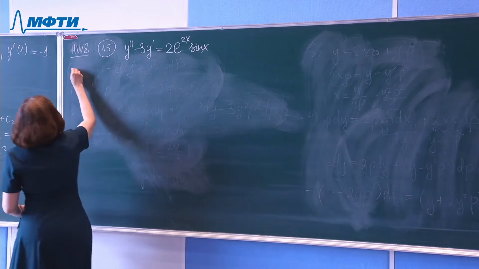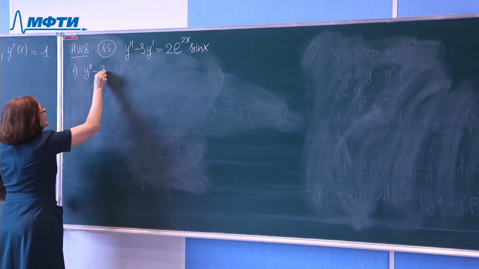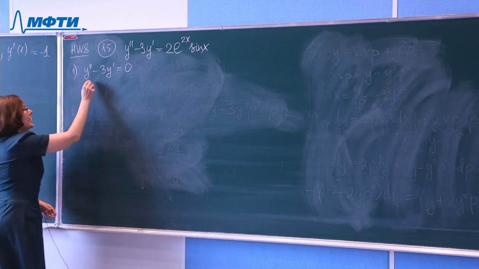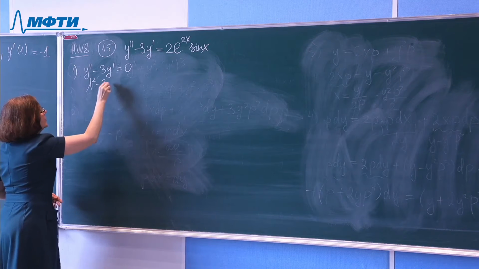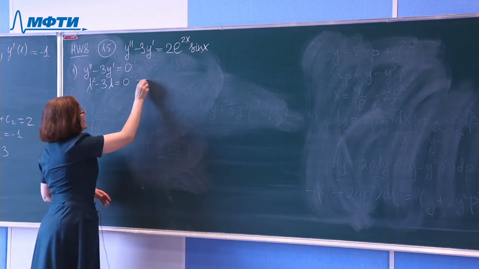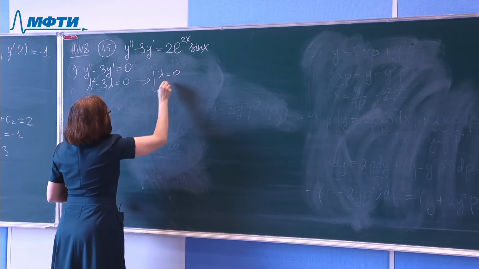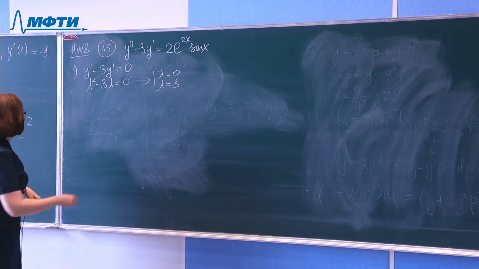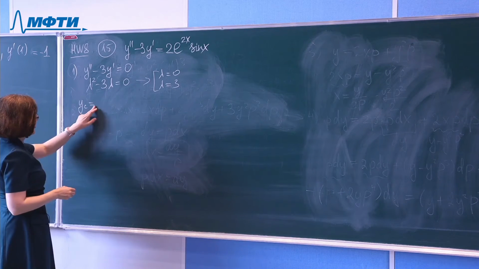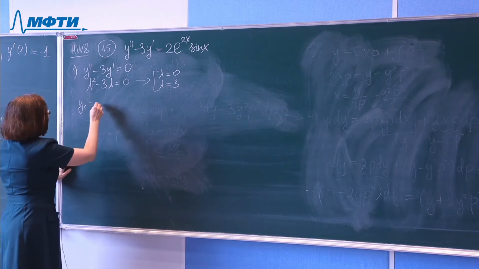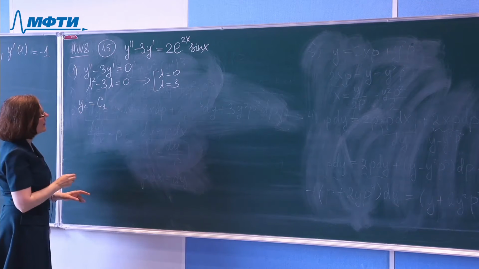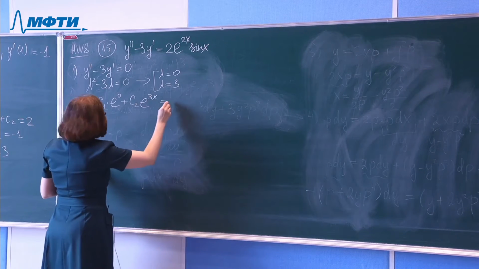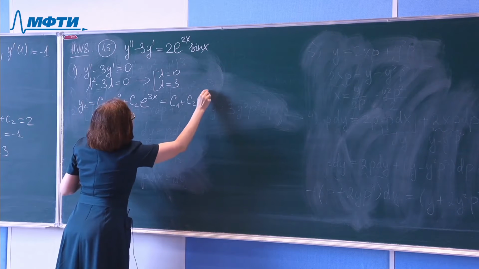Well, step number 1. Solve a homogeneous equation equals 0. To solve it, we need to create a characteristic equation. And the solutions will be lambda equals 0 and lambda equals 3. There are two roots. And so the complementary function, so the general solution of the homogeneous equation, will be written as C1 times e to the power 0 plus C2 times e to 3x. This is the same as C1 plus C2 e to 3x.